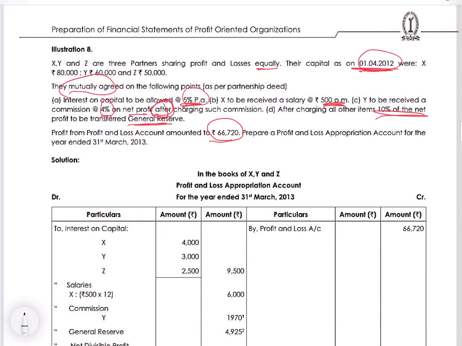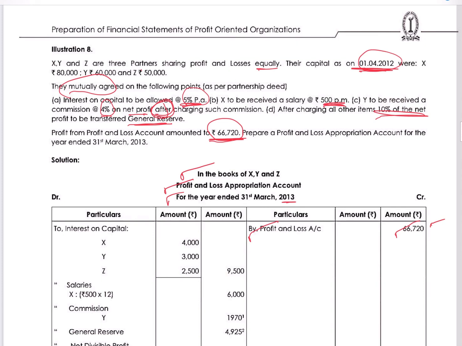So we will start in the books of XYZ Limited, P&L appropriation account for the year ended 31st March 2013. First we have to bring the profits from the P&L account to the P&L appropriation account. They have given the profits here, 66,720. So we will write by P&L 66,720 on the credit side, because profits come on the credit side. It's an income, it's a profit. Debit all expenses and losses, credit all incomes and gains.